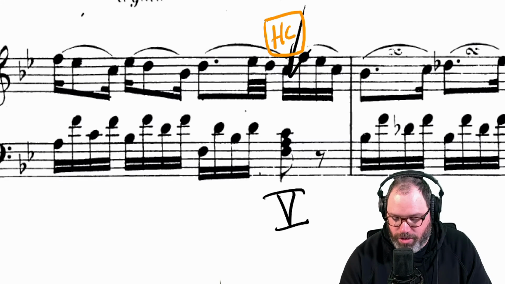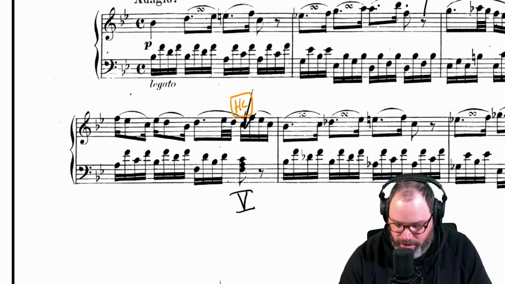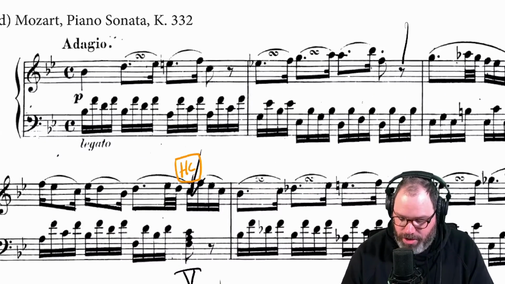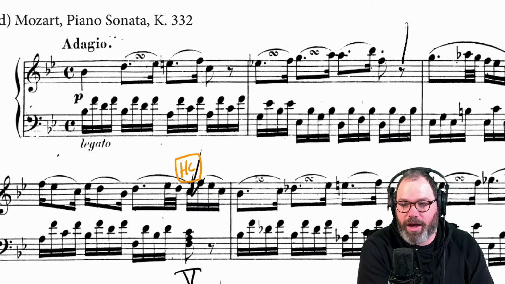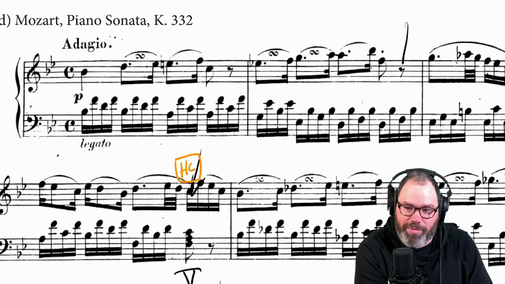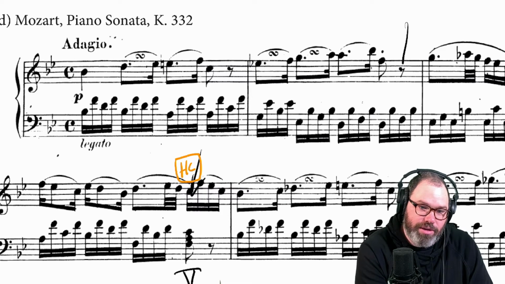I'm really committed to using orange for cadences for some reason. I don't know why. Okay, let's go to the other spot where you marked a cadence. Now, what kind of cadential feeling did you get from that? Was it complete or incomplete?